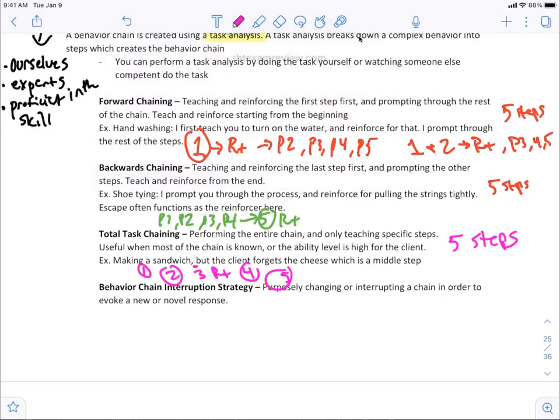Most of the chain is known, ability level is high. You can quickly teach them that whole chain. You don't have to go through that whole process of forward and backwards chaining.